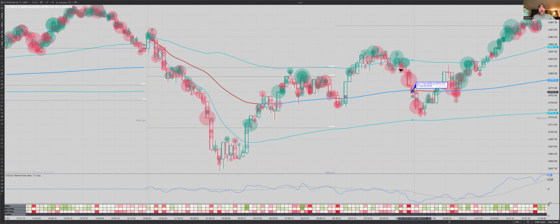It wasn't like yesterday where it was like 1 to 3. This ended up being 1 to 1.5, right? So 1 to 1.5 risk ratio. So in other words, for every dollar that I was risking, I ended up making $1.50 in this particular case.